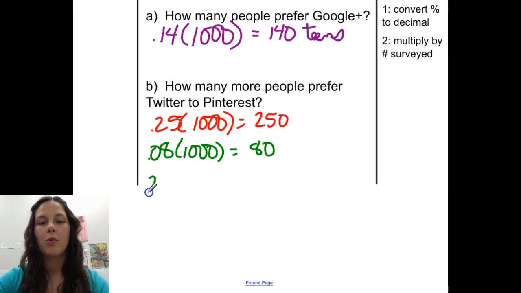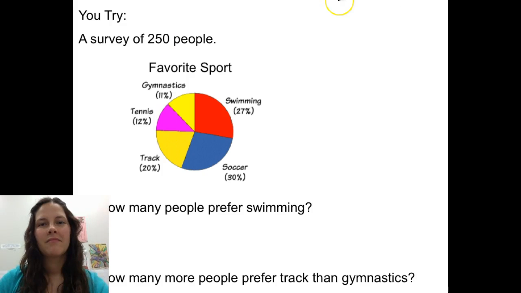To find how many more prefer Twitter to Pinterest, we'll subtract those two values, giving us 170 more teens prefer Twitter to Pinterest. Here's your You Try question. Notice how many people were surveyed and the percentages for each sport so you can answer the questions below.